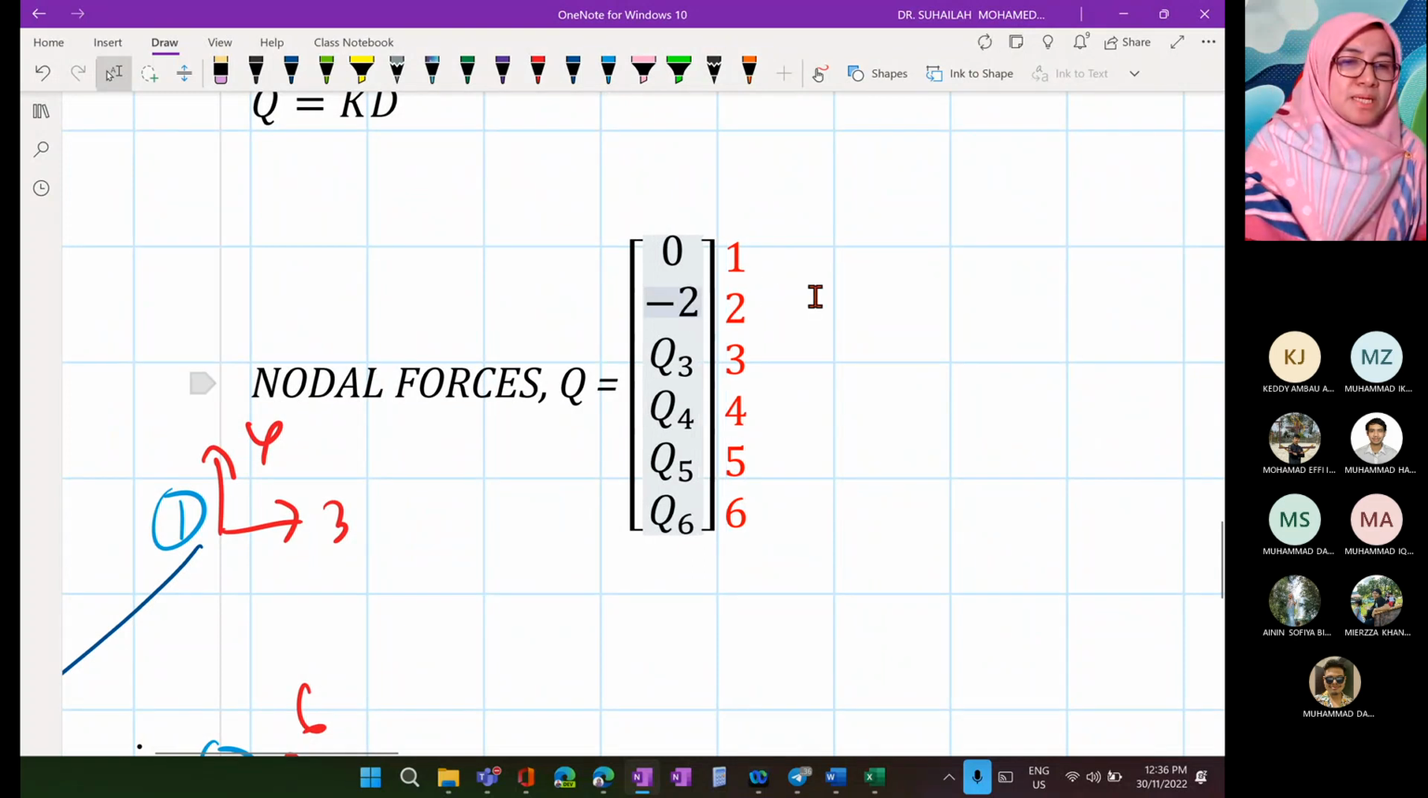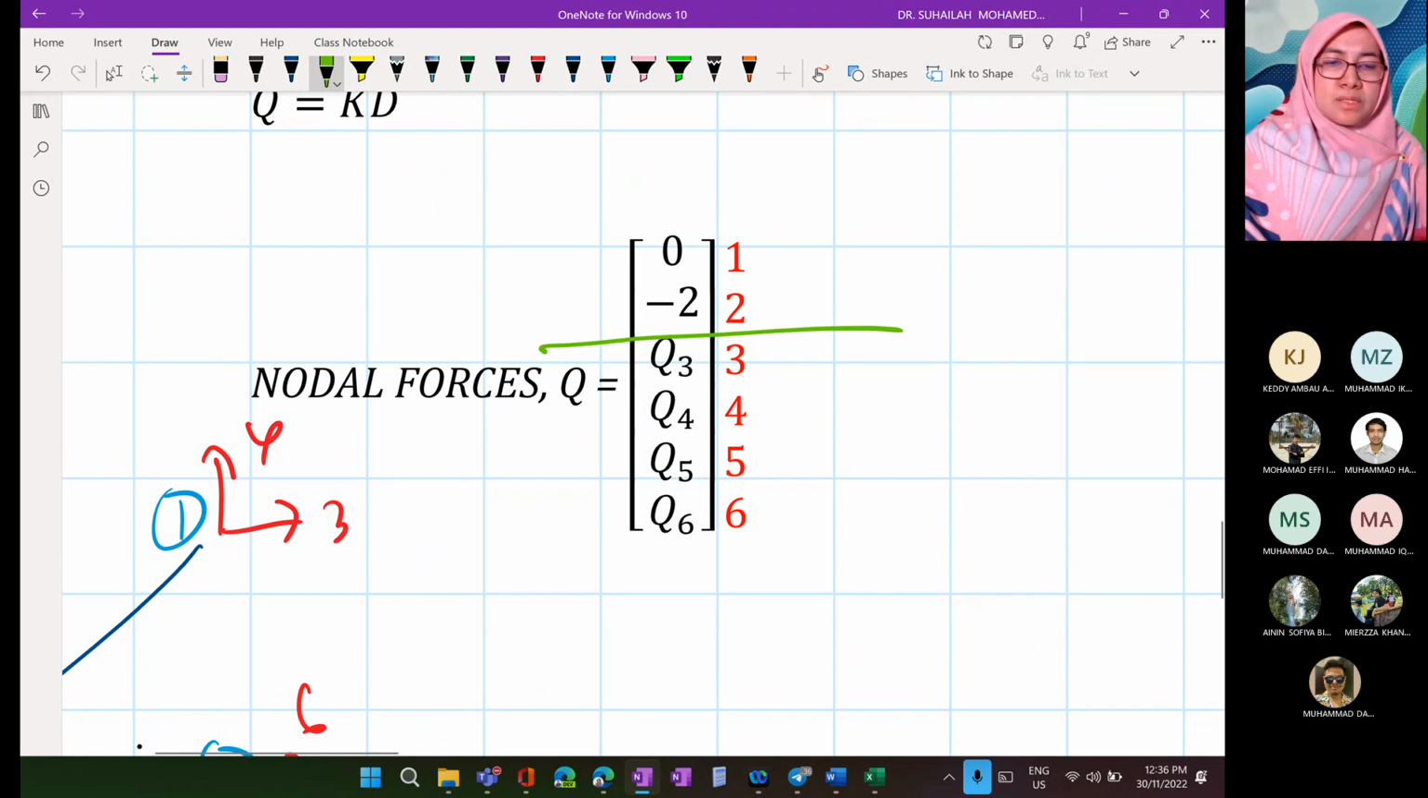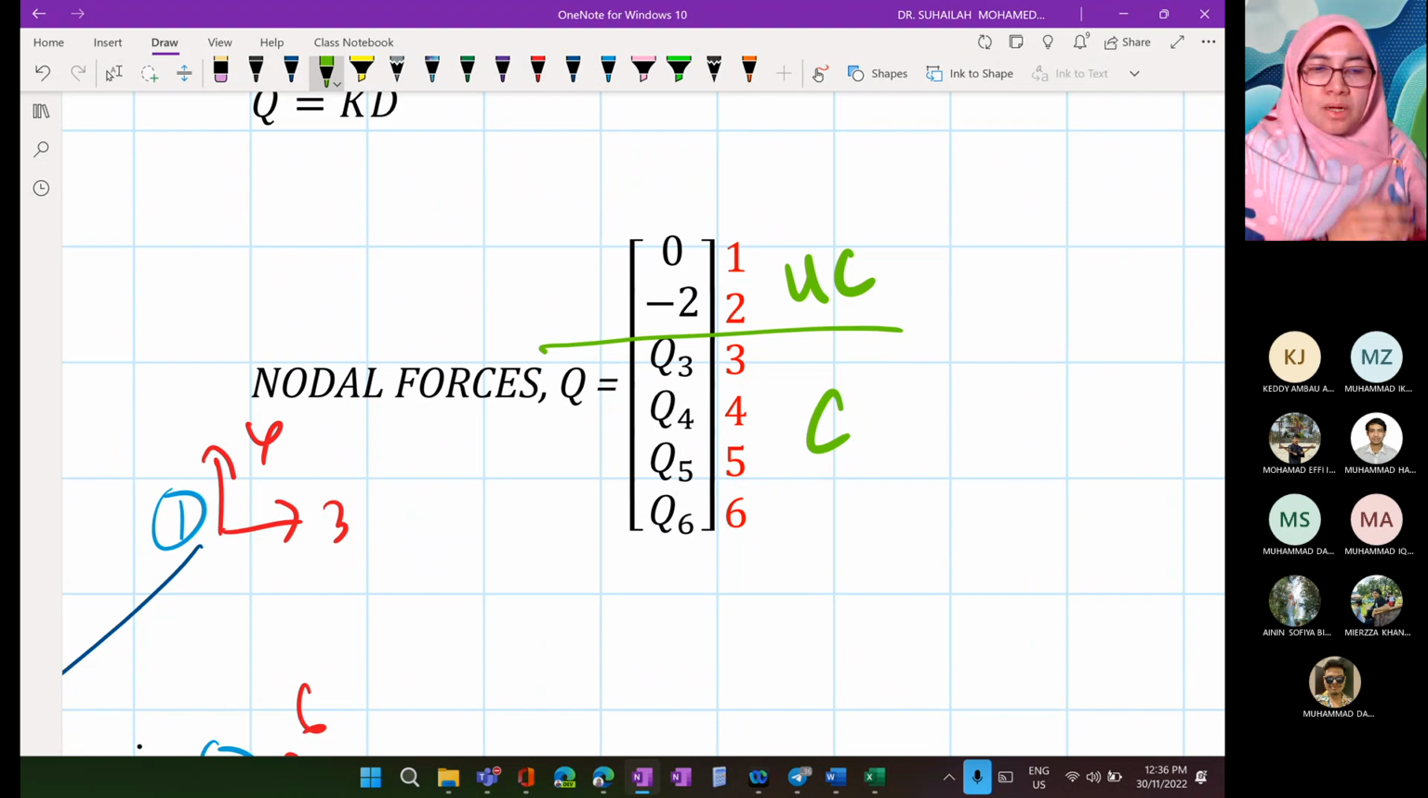So basically, this is the boundary. This one is unconstrained, this one is constrained. For nodal forces, constrained belong to unknown reaction, so we leave it as symbol. For unconstrained, we have to replace with number, we have to replace with value. If the value is not given, then we put it as 0.